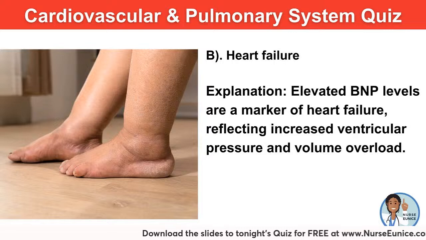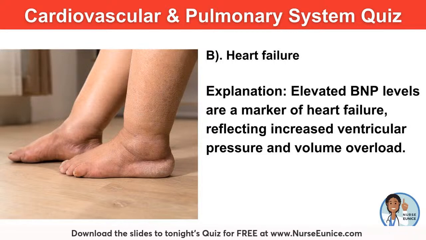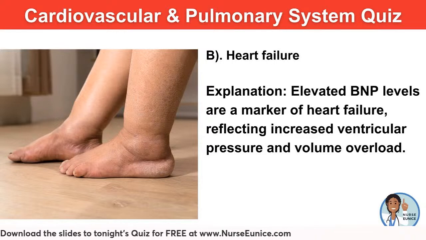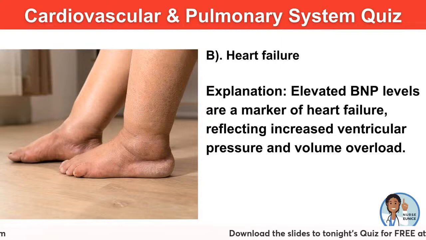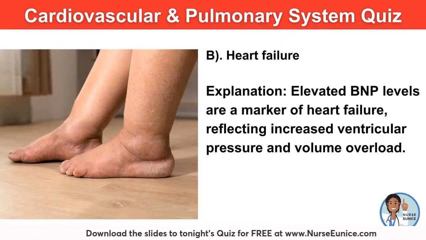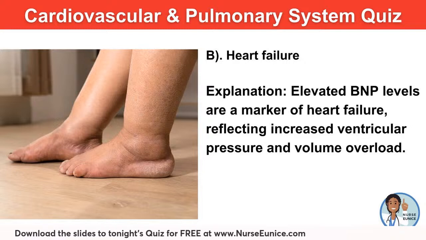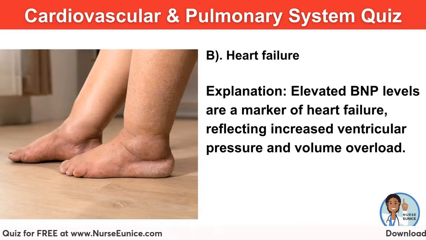It would be heart failure. So whenever we're suspecting that a patient has congestive heart failure, we're going to get a chest x-ray. We want to see if there's any fluid in the lungs. They're going to order some other diagnostic tests such as an EKG. But the blood work, the lab work that they will order would be a BNP because elevated levels indicate heart failure.